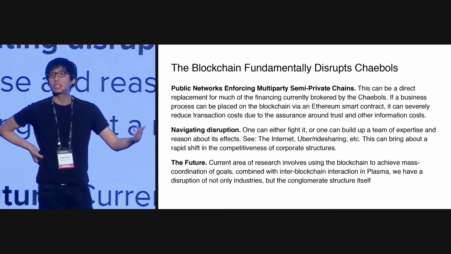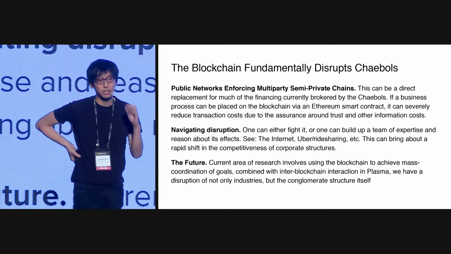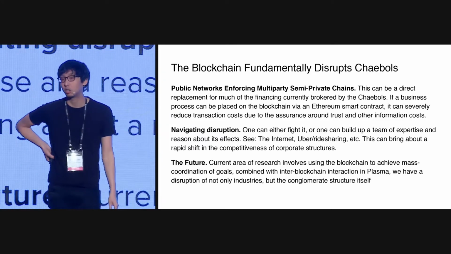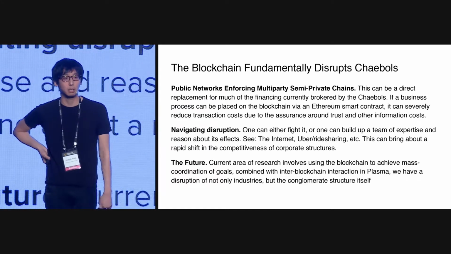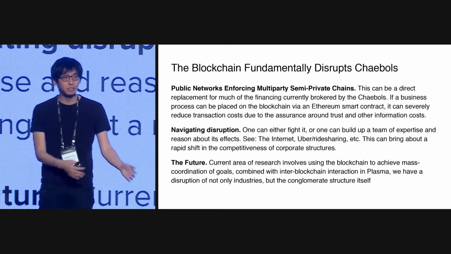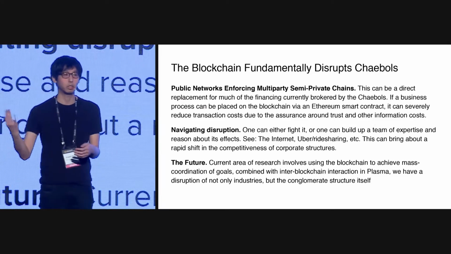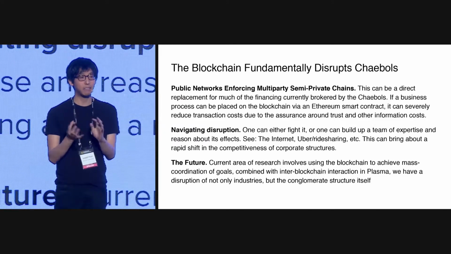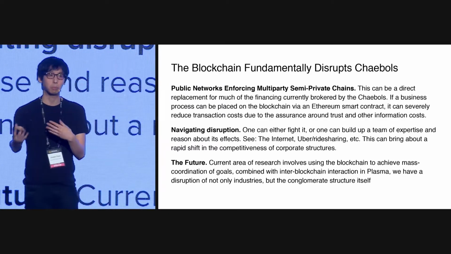You have public networks that have the ability to enforce multi-party semi-private chains, and this is a direct replacement for much of the financing currently brokered by these types of conglomerates. If a business process can be placed on the blockchain via an Ethereum smart contract, it can severely reduce the transaction costs due to the assurance around trust and other information costs, right? And you sort of need to navigate this disruption. That is sort of what I'm presenting today.